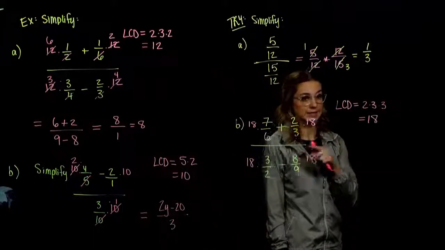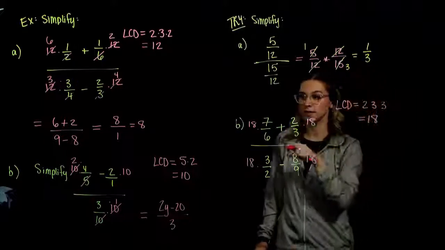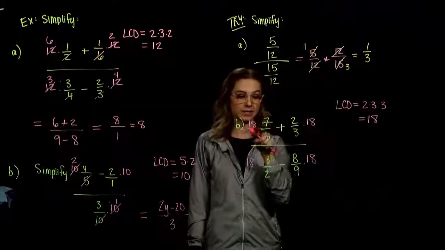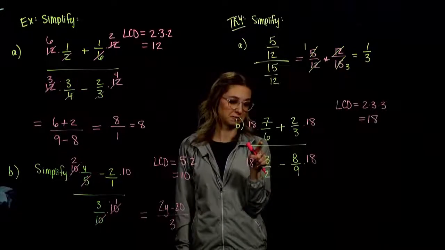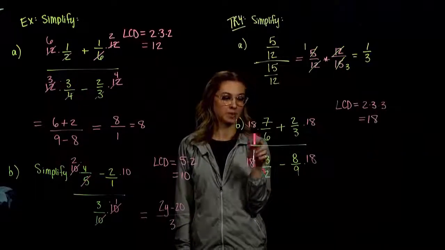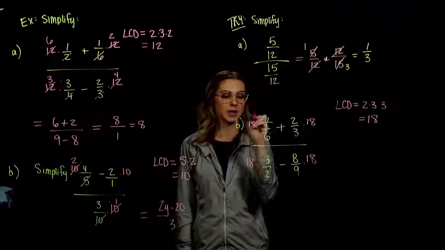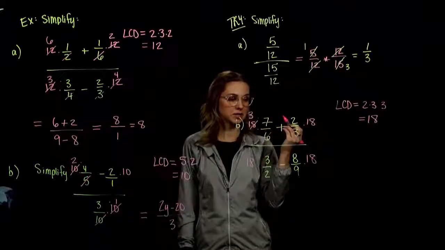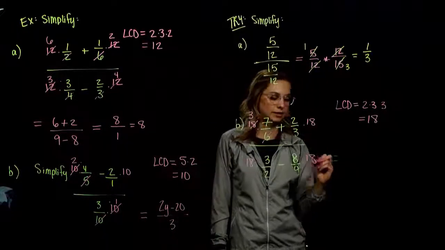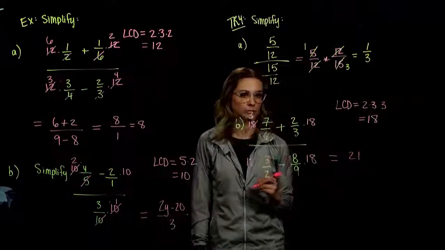So you could probably see in this example how beneficial it was to do the division first. Because I don't want to have to do 18 times 7 and then divide it by 6. That's too big. It's going to be a waste of time. But we know that 6 goes into 18 how many times? 3. And 3 times 7 is more manageable. What does that give us? 3 times 7, we get 21.